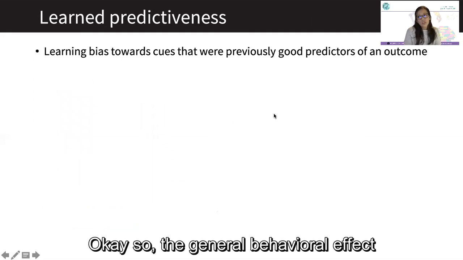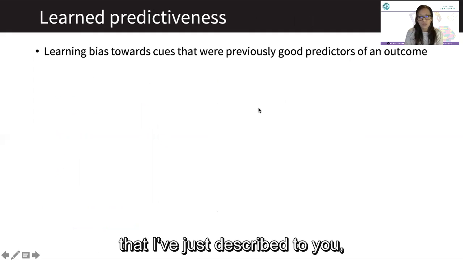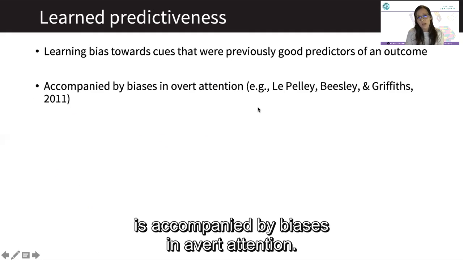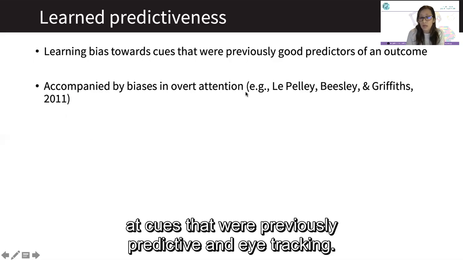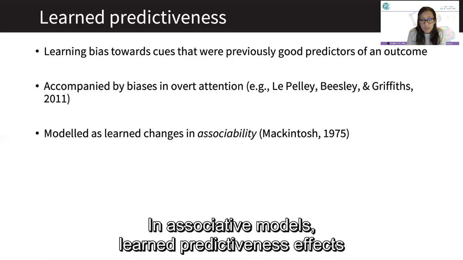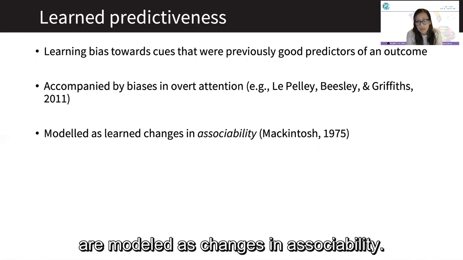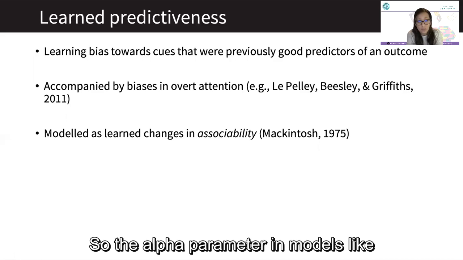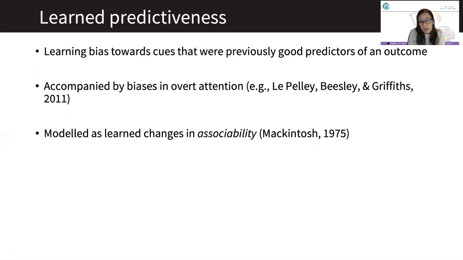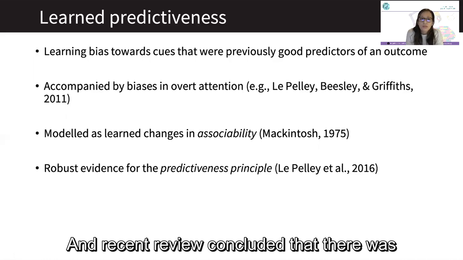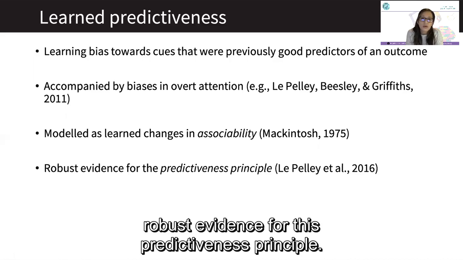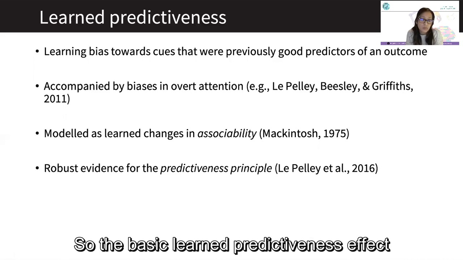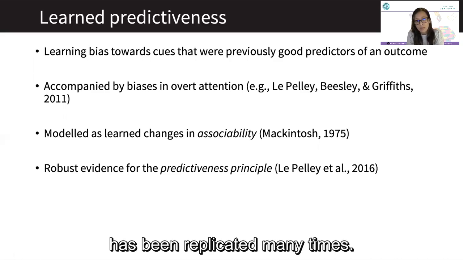Okay, so the general behavioural effect that I've just described to you is accompanied by biases in overt attention. So you can see that people look more at cues that were previously predictive in eye tracking. In associative models, learned predictiveness effects are modelled as changes in associability, so the alpha parameter in models like the Rescorla-Wagner model. And a recent review concluded that there was robust evidence for this predictiveness principle. So the basic learned predictiveness effect has been replicated many times.